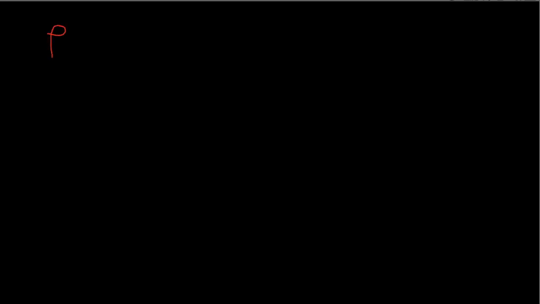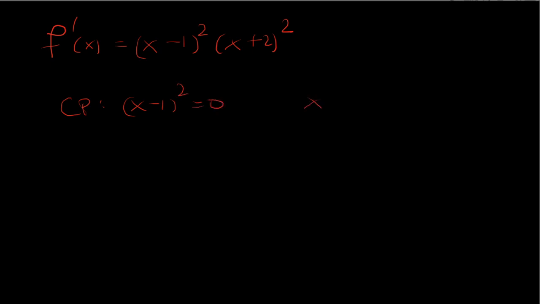Given the derivative of a function, f prime of x equals (x minus 1) squared times (x plus 2) squared, I want to first find the critical points. So for the critical points, I'm going to set each one of the factors equal to 0. And I'm going to get that x is equal to 1 and negative 2.